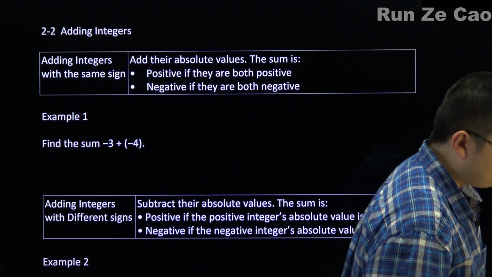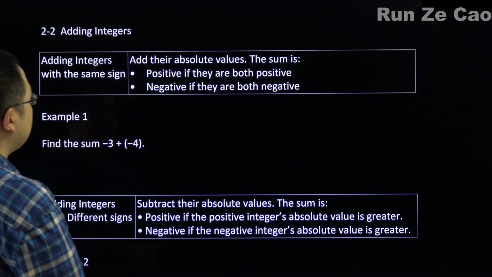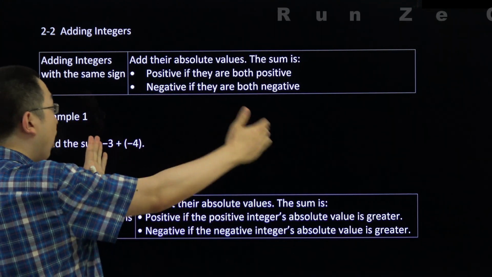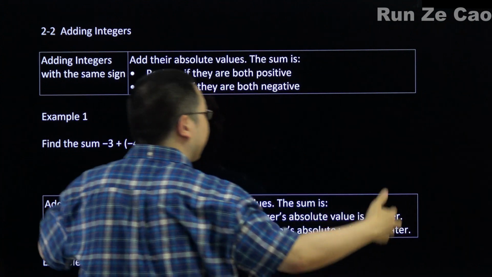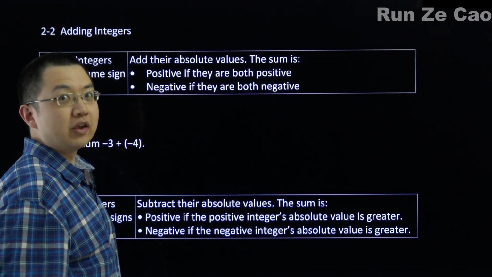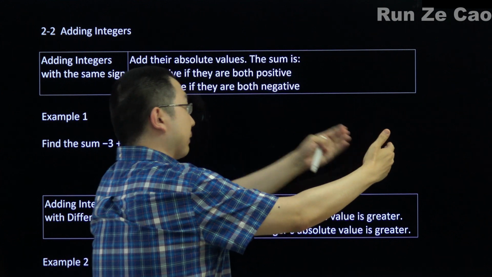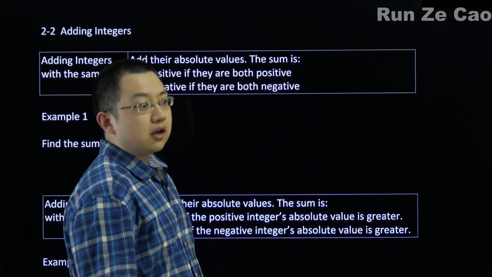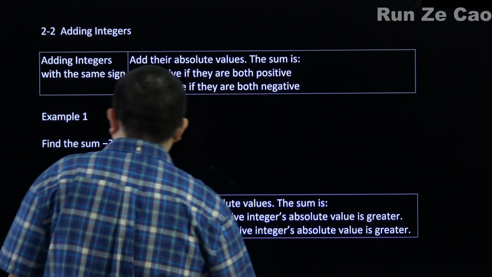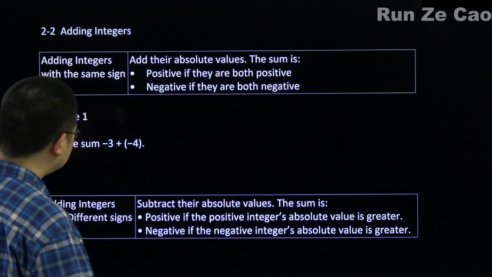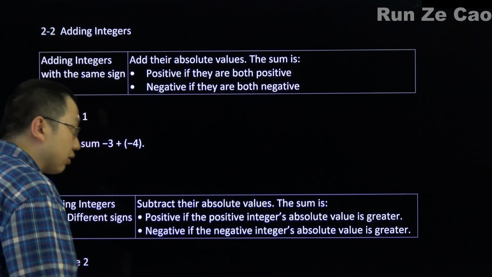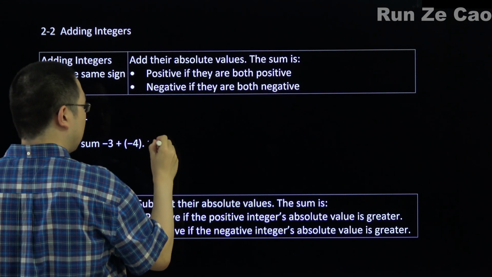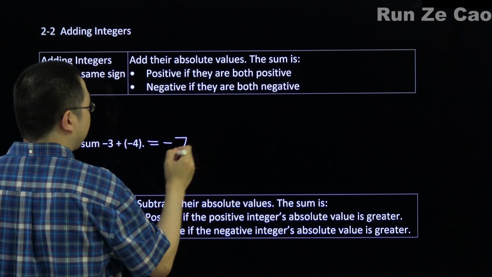Adding integers. If we're adding integers with the same sign, you add the absolute values. If they're both positive, we start off going positive and we add more positive. What do you think happens? Of course, it's going to be positive. If they're both negative, we start off coming negative from 0 and then we go more negative. It's going to be negative. So, find the sum negative 3 plus negative 4. We went to negative 3 and then we go another negative 4. So that's negative 7.